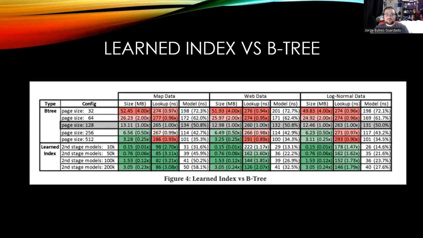Here, on this comparison, we can see the integer data sets. We can see that the size is generally smaller when it comes to the learned index compared to the B-trees. The map data, you can see the comparison. The lookup is faster when it comes to the learned index, and the model prediction is on par. With the web data, you will see a similar approach, and the same with the log-normal data.